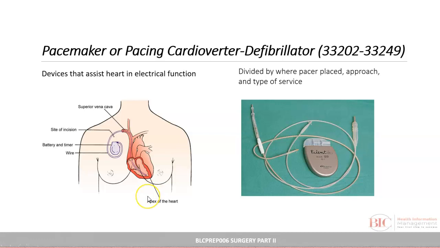on the heart. Your pacemaker codes are going to be 33202 to 33249. These are devices that assist in the electrical function of the heart. Here is a kind of an illustration of the actual pacemaker. This section is divided by where the pacer is placed, the approach, and the type of service.